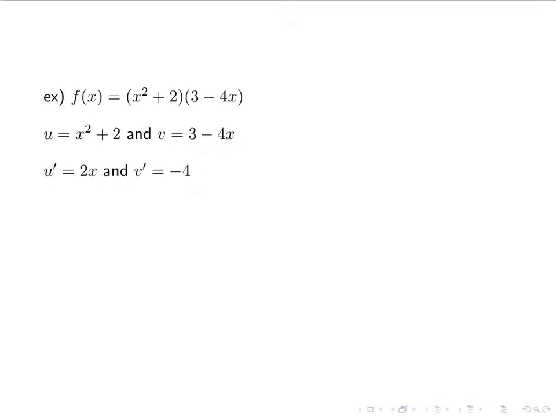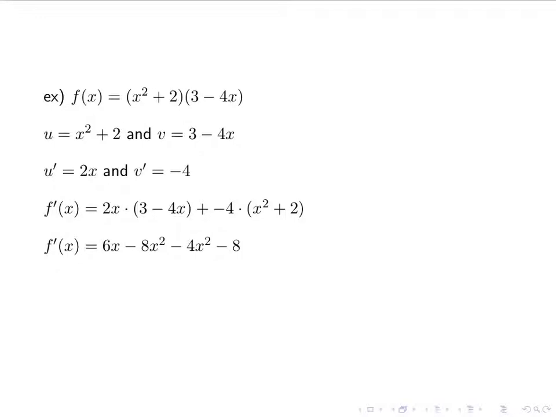U prime is 2x and v prime is negative 4. Don't forget about the negative. So it's negative 4, not just 4. So then we start with u prime times v. So 2x times 3 minus 4x. And then we add to it v prime times u, so negative 4 times x squared plus 2.